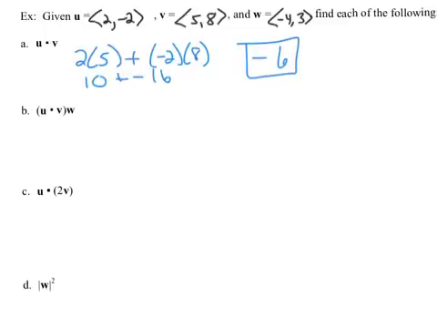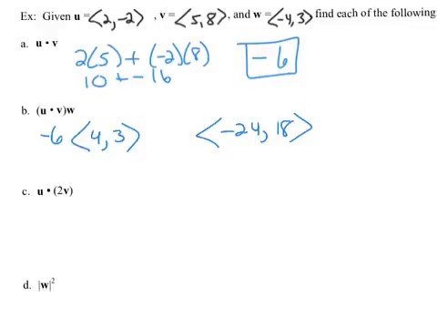So part B, we want u dot v times w. Well, we already have this answer. We know that that's negative 6. We just found it. So we're just basically multiplying negative 6 into the vector negative 4, 3. Let me do that again. Negative 6 times the vector negative 4, 3. That's better. Alright, so if I do that, that answer is negative 24, 18.